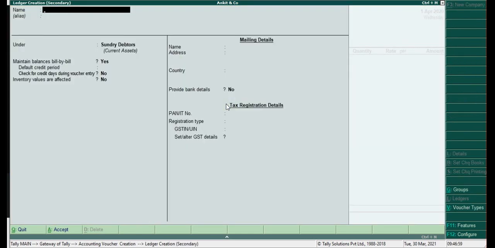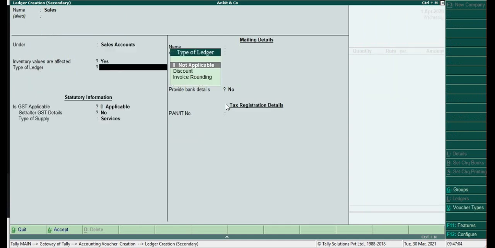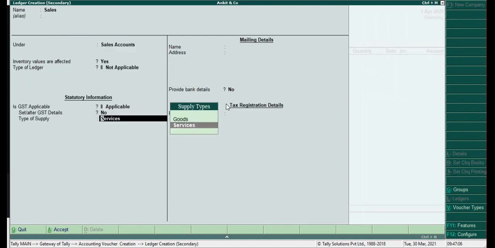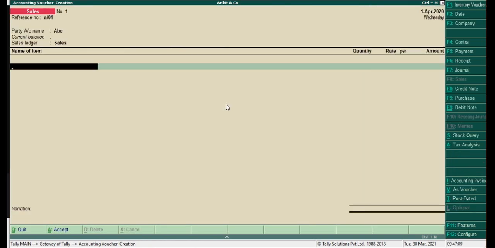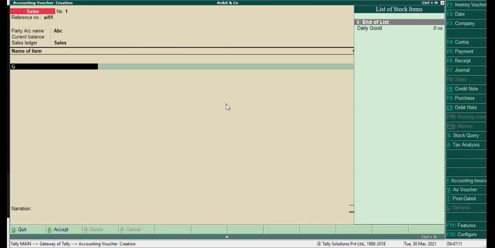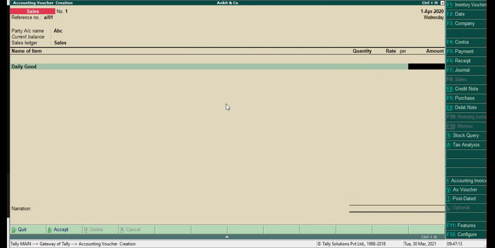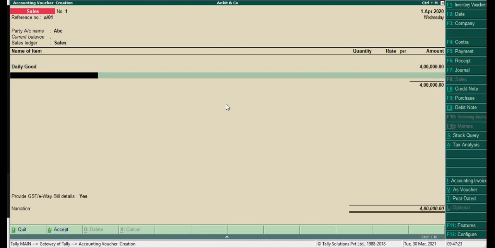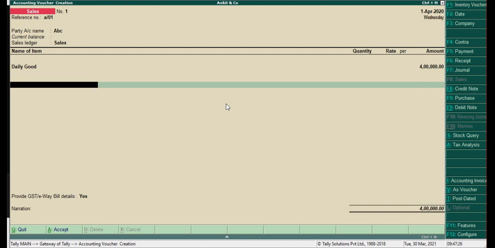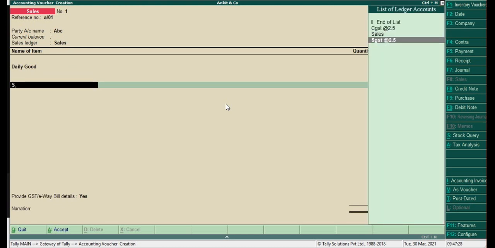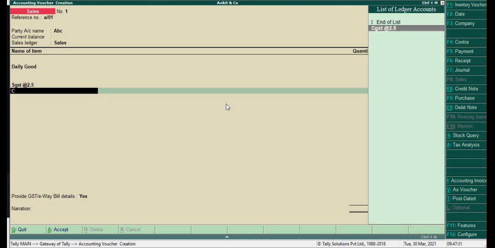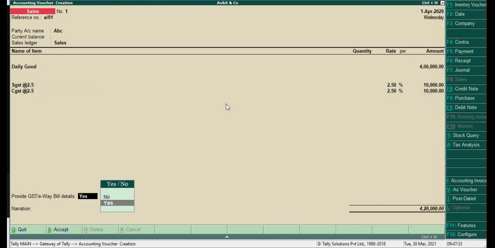Here you have to create a sales ledger. Sales. Under sales, these are the goods. Next we have daily goods, no quantity. He sold it for 4 lakhs. Yeah, 4 lakhs. Next we have to go with SGST 2.5 and CGST 2.5. Clear?